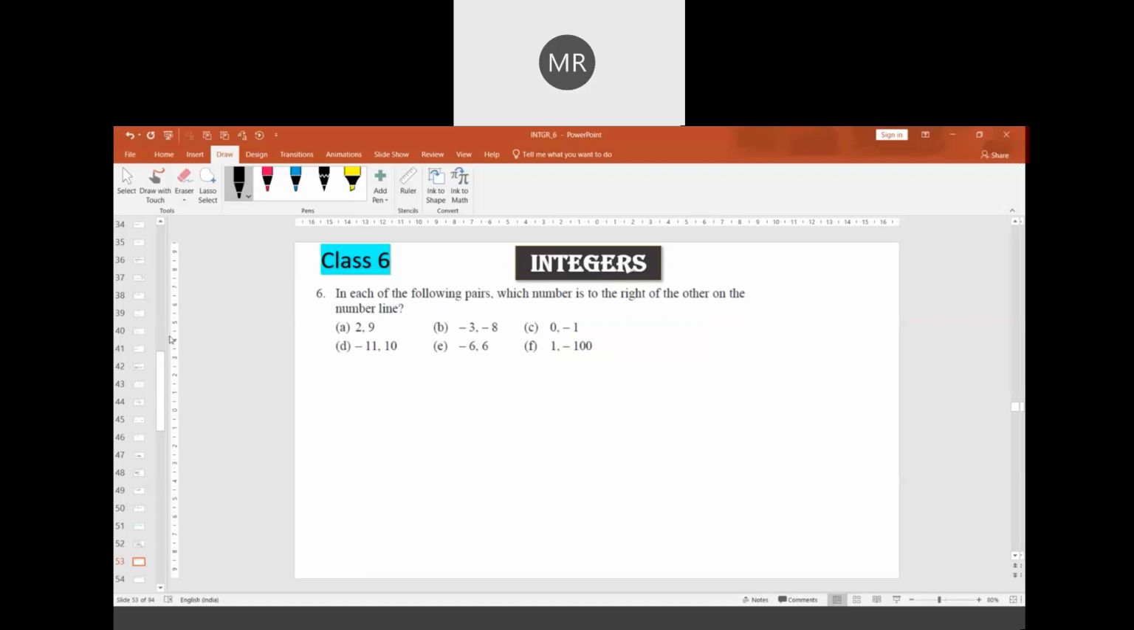Let's look at question 6. In each of the following pairs, which number is to the right of the other on the number line? We have to just think of the number line. Every positive integer will be towards the right side of 0. And when we move towards the right, the number value increases. So I'll be highlighting which number is towards the right. When I consider 2 and 9, 9 will be towards the right.